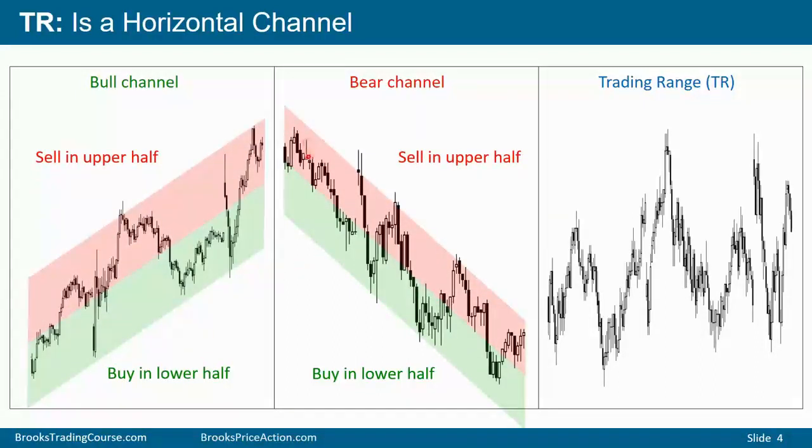And in a bear channel, traders will look to sell in the top half of the range. If the market's in a bull channel and it has pretty deep pullbacks, in other words, a pretty broad channel, traders will look to sell in the top half of the range.